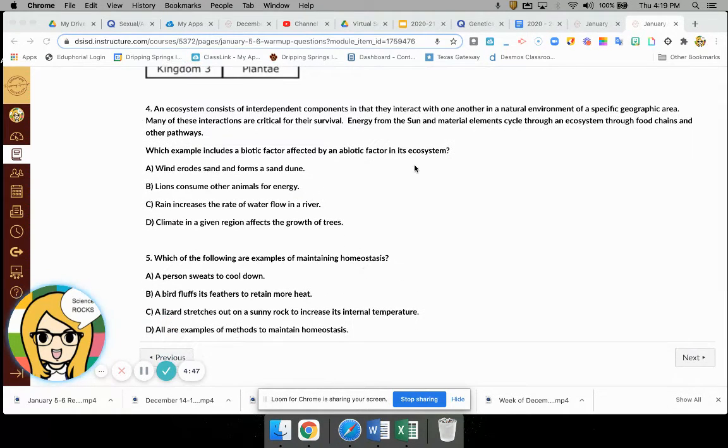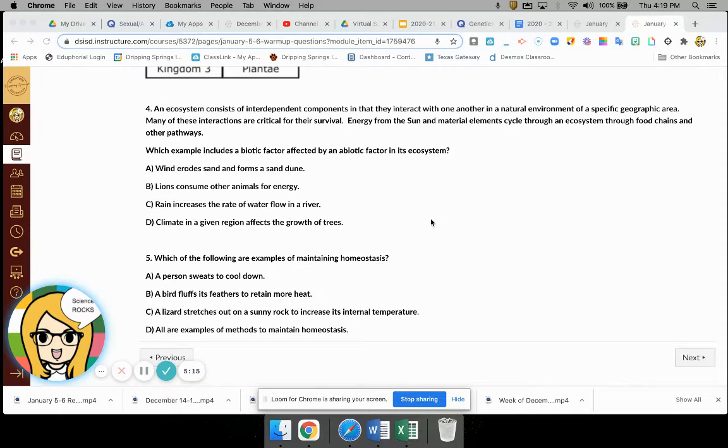Number 4. An ecosystem consists of interdependent components in that they interact with one another in a natural environment of a specific geographic area. Many of these interactions are critical for their survival. Energy from the sun and material elements cycle through an ecosystem through food chains and other pathways. Which example includes a biotic factor affected by an abiotic factor in its ecosystem?